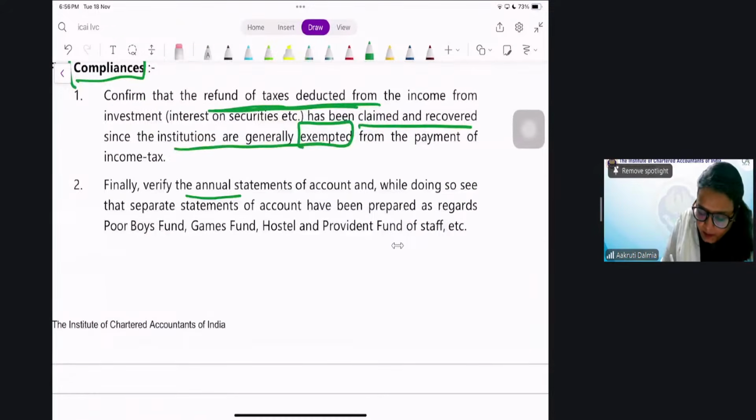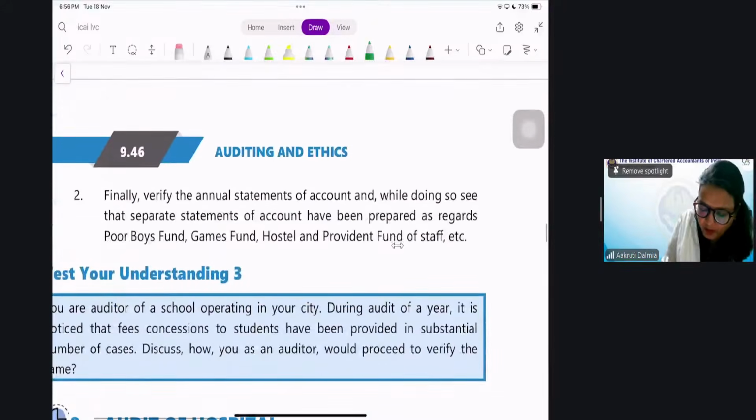Verify annual statements properly of accounts. See, there is separate statement of account for different funds, games fund, boys fund, hostel fund. So properly distinguishment is there. And verify the annual statement same. This is repeated.